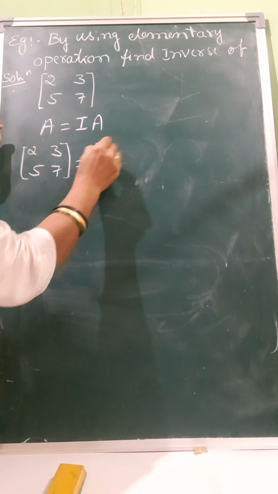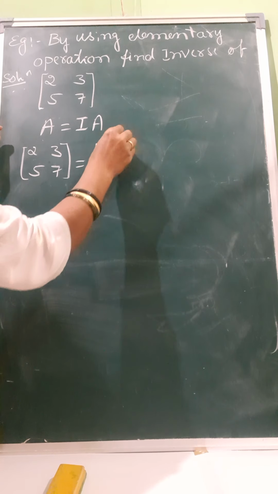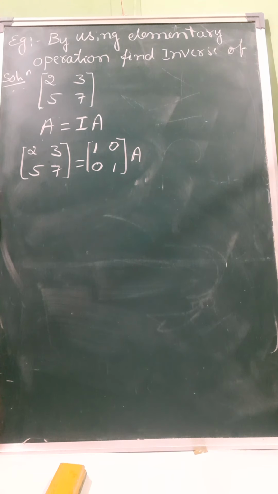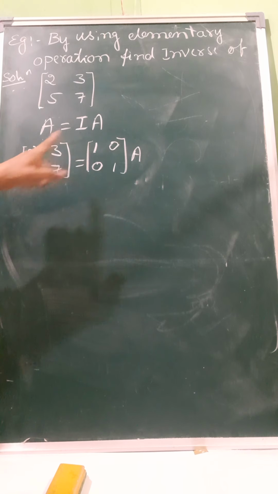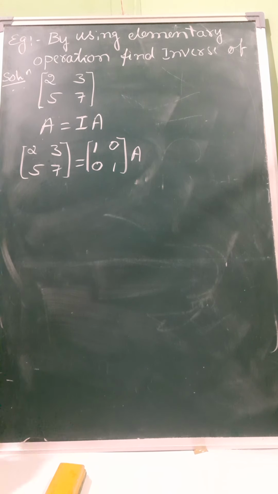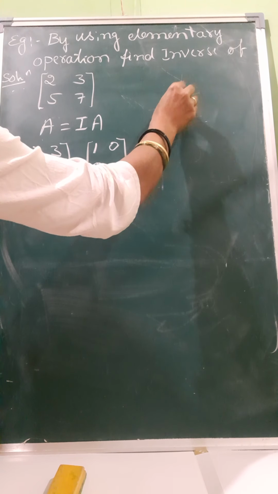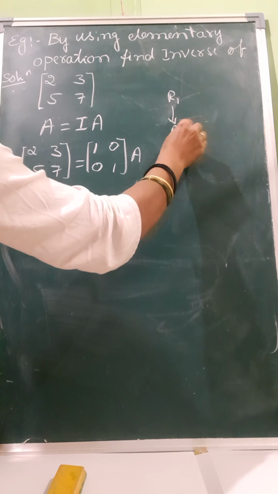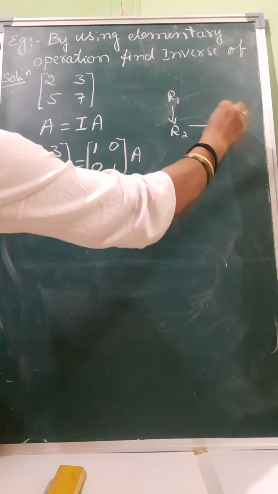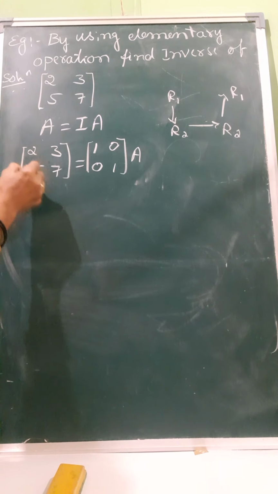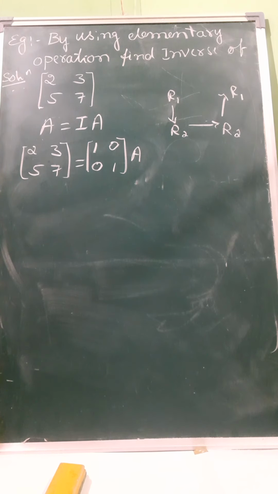And I is the identity matrix of the same order of A. So right here is the A. We want to change this 2 to 1, 3 to 0, 5 to 0, 7 to 1. In the last explanation, I will change R1 first step, next R2, next R2 and next R1. This is the way to change these elements to identity elements.